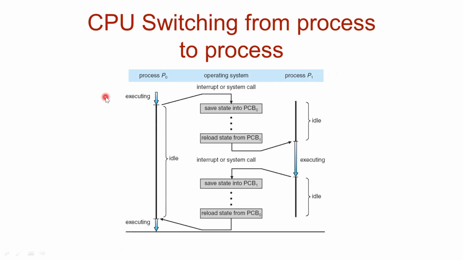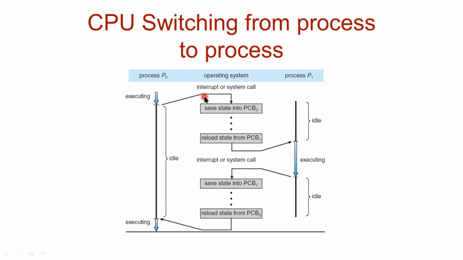Now we will understand how the CPU switches from one process to another. There are two processes shown here: process P0 and process P1. P0 is executing on the CPU. At this point, some interrupt or system call occurs, so the CPU has to relinquish its execution.